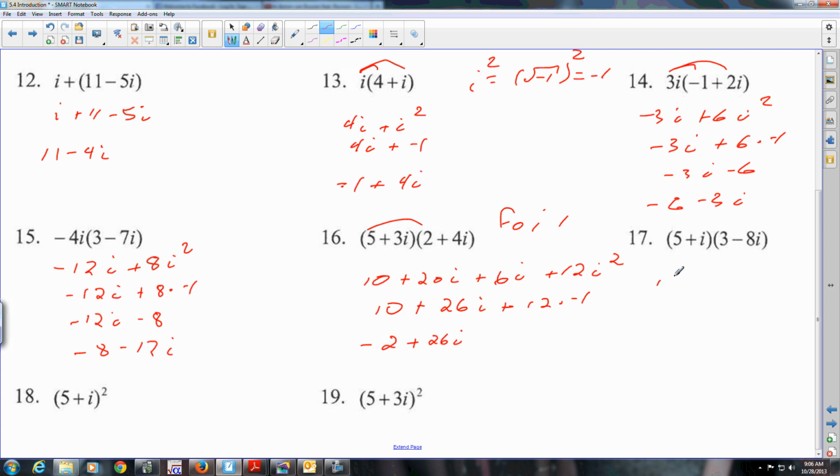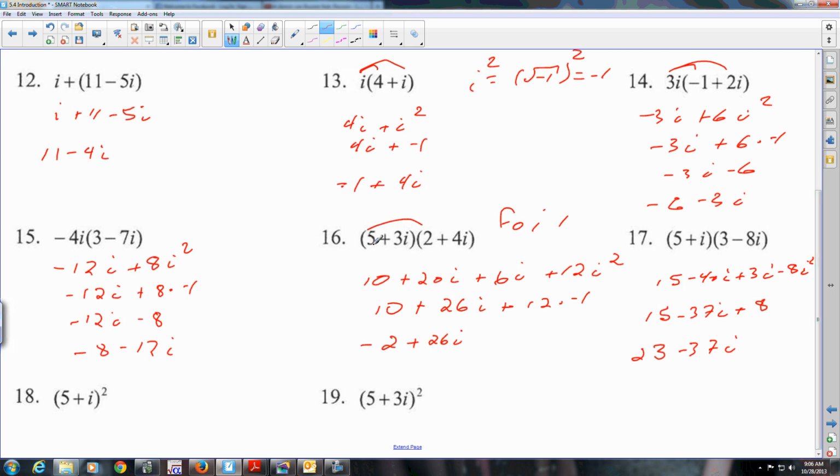FOIL it. 15 minus 40i plus 3i minus 8i squared. 15 minus 37i plus 8. So that would be 23 minus 37i. Okay.